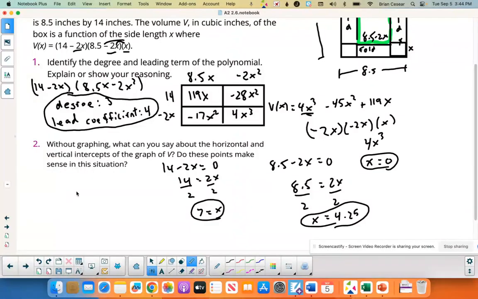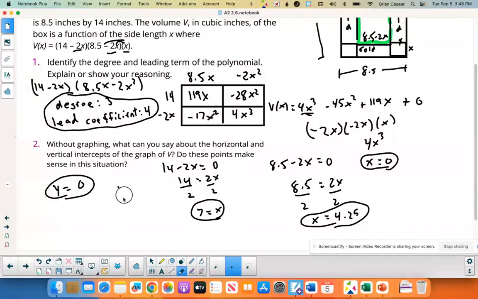The vertical intercept is the constant, so I don't really have a constant here. It's really plus 0. So my y-intercept equals 0. Okay, and that makes sense. If this is my y-axis, this is my x-axis, if the x is 0, y is also 0 too, because it's going through the origin.